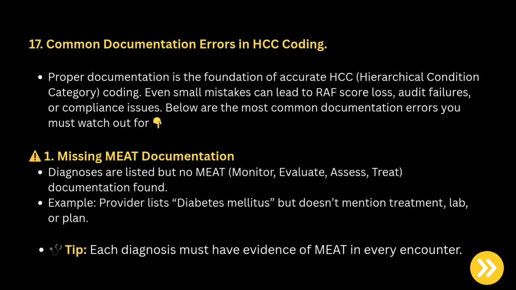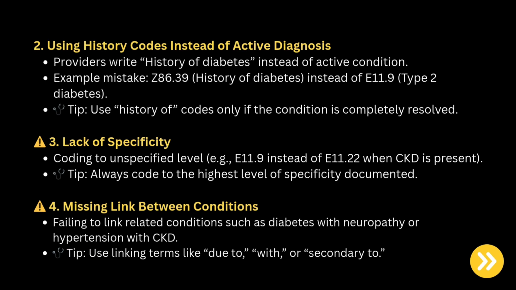17th, common documentation errors in HCC coding. Proper documentation is the foundation of HCC coding. Even small mistakes can lead to RAF score loss, audit failure, or compliance issues. Below are the most common documentation errors you can find. First, missing MEAT documentation: diagnoses are listed but no monitor, evaluate, assess, treat documentation found.